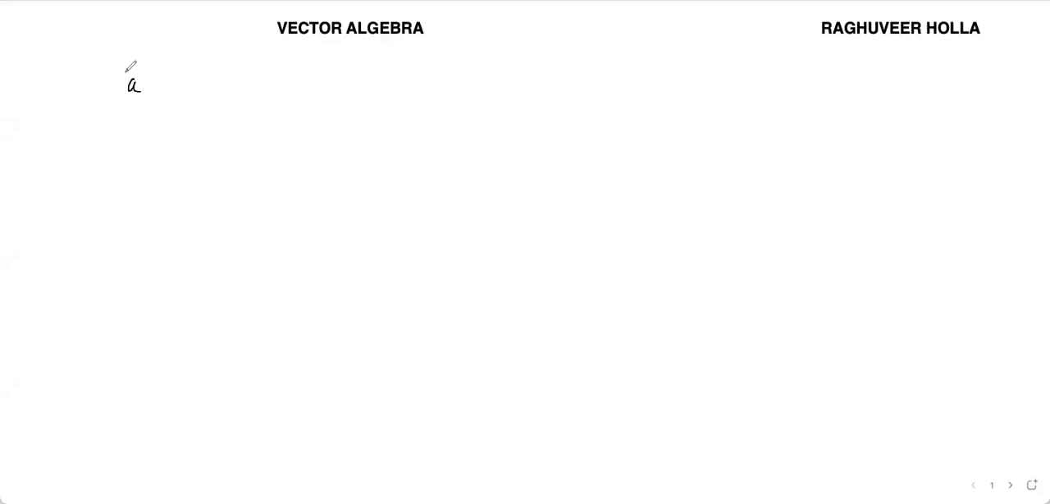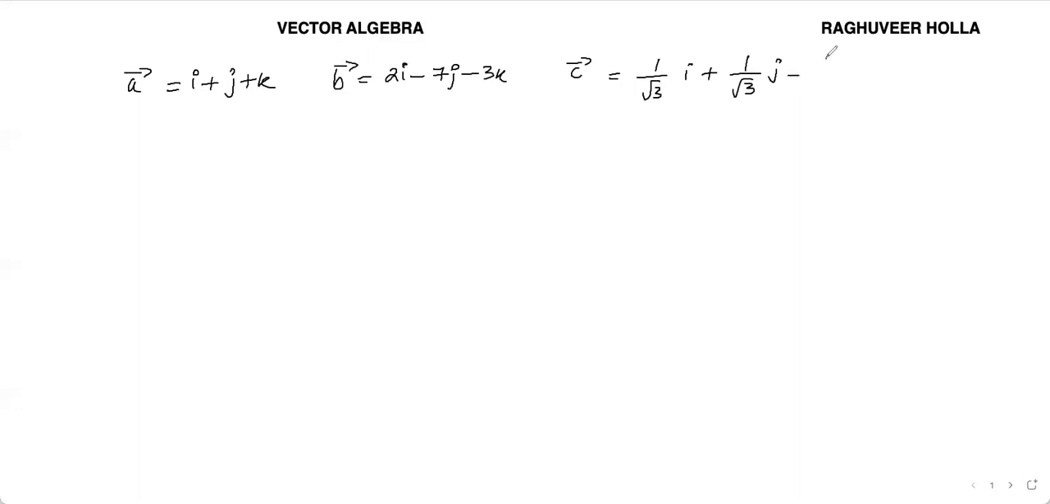A vector A, just I, J, and K. B is 2I minus 7J minus 3K. C is 1 by root 3 I plus 1 by root 3 J minus 1 by root 3 K. So I have three vectors here.